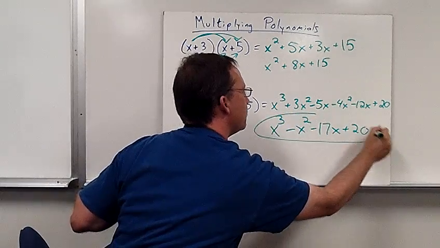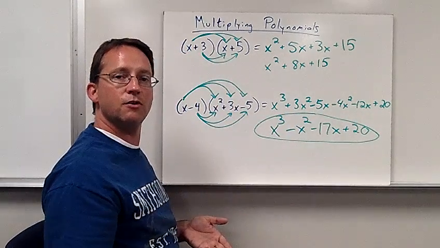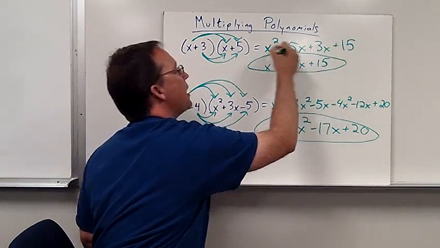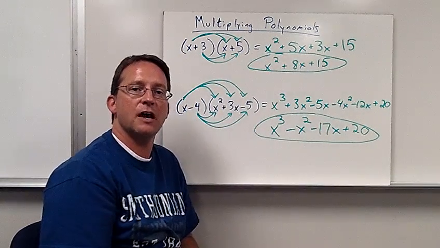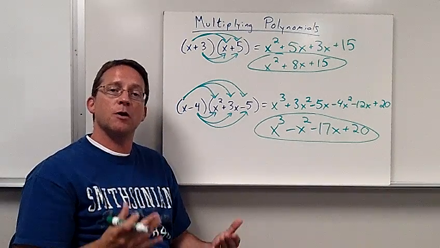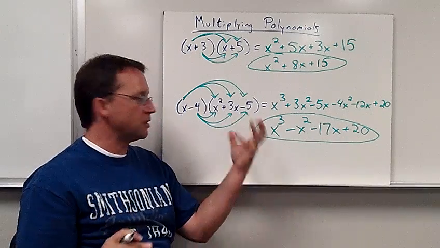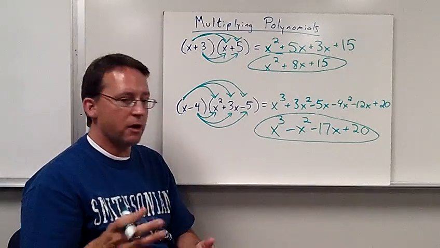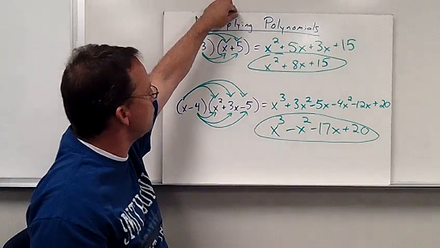So when we multiply, we're putting our final answer in standard form, just like we put our answer in standard form back when we were multiplying binomials, back when we were just talking about quadratics and parabolas. Right? So multiplying polynomials just comes down to doing the distributive property more times because there are more terms to distribute through.